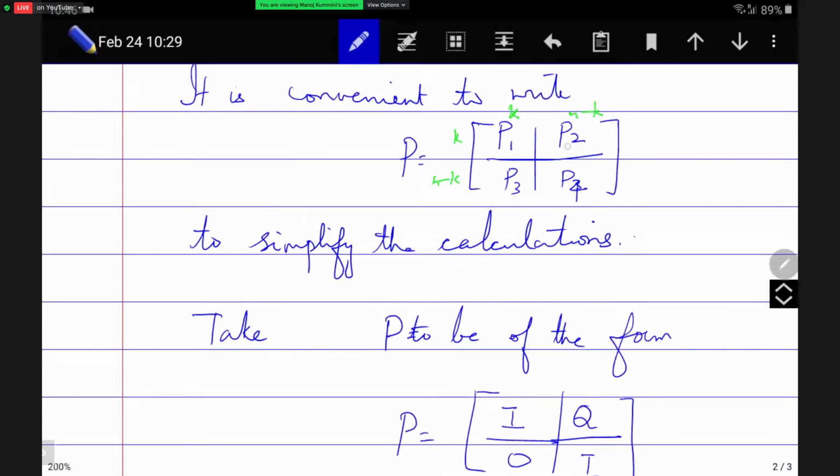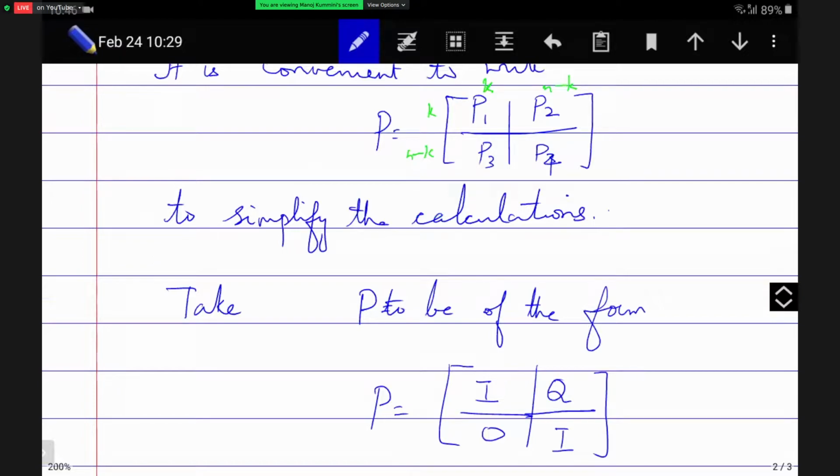I mean, it is convenient to write it just to simplify calculations. I'm saying we don't need to allow for all sorts of freedom in choosing P1, P2, P3, and P4. It will be very difficult to keep track of those calculations. It would be just very long expressions. You can try to write it by hand, or you can use some software.